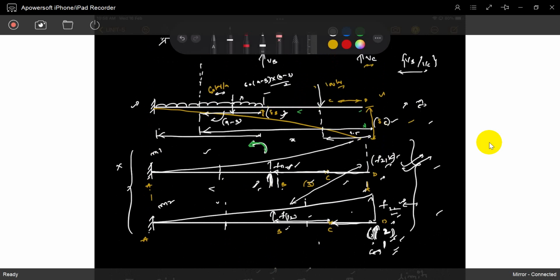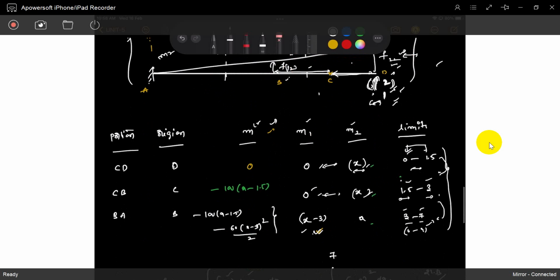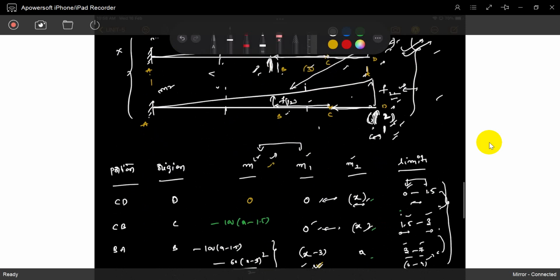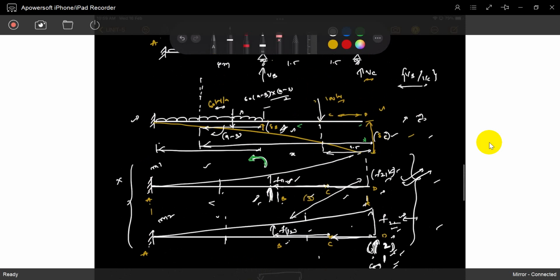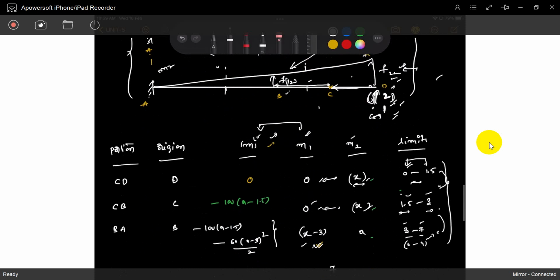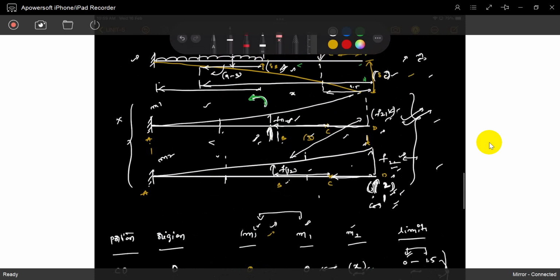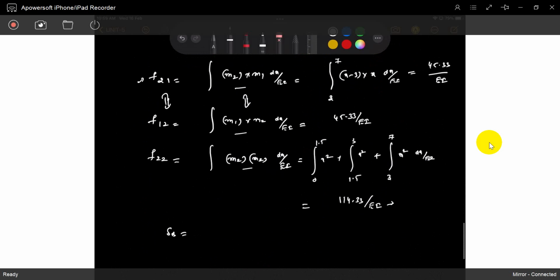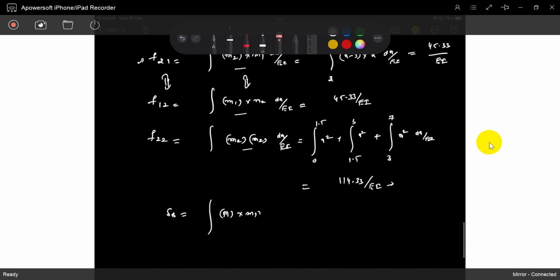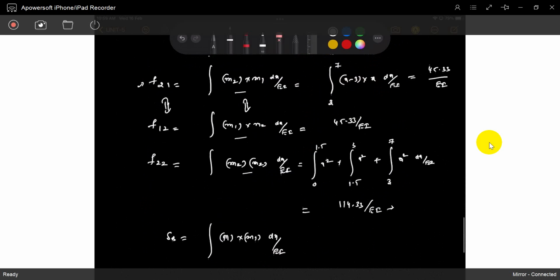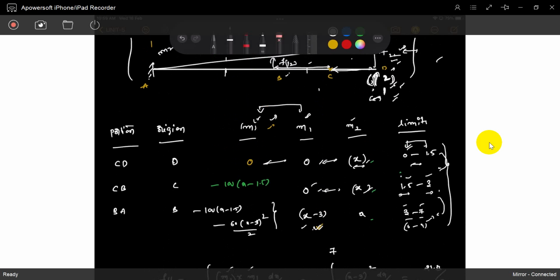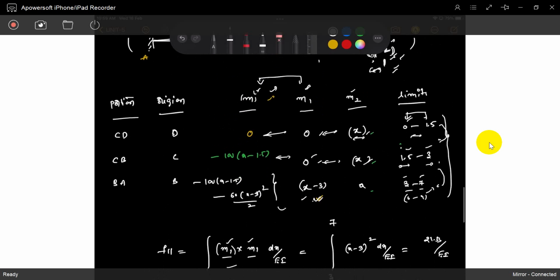Sir, how can you find it? Delta B is this M multiplied with M1. Previously it was M1, M2, M1 square, M1 M2, M2 square. Now if you want the deflection also, this delta B is this M into M1. If you want delta C, you can directly write M into M2. That's simple. So delta B I write as the integration of M multiplied with M1 dx by EI. For C, M into M1, this part is 0, this part is also 0, only this part is remaining.